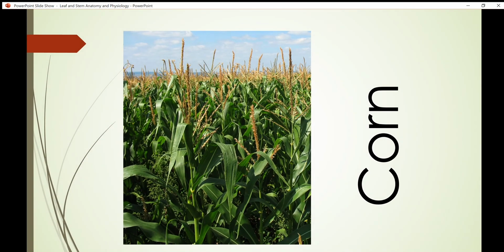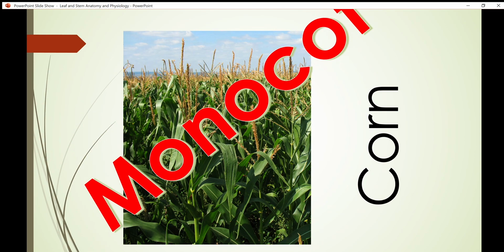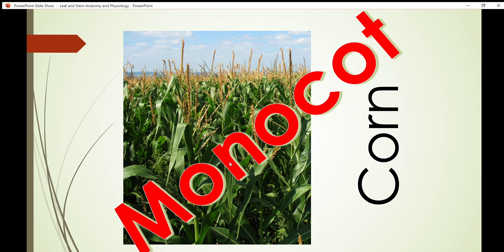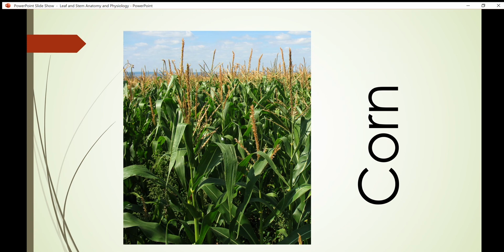Okay. Corn. I gave this one away earlier. Corn is a monocot, a very large version of a monocot. And even in this picture, we can see the venation of the leaves is parallel. Okay, very large veins. The tassel, like we said before, is the male flower on the plant. And there aren't any cobs on here quite yet. They're pretty little, so you can't see them in the picture. But definitely a monocot.